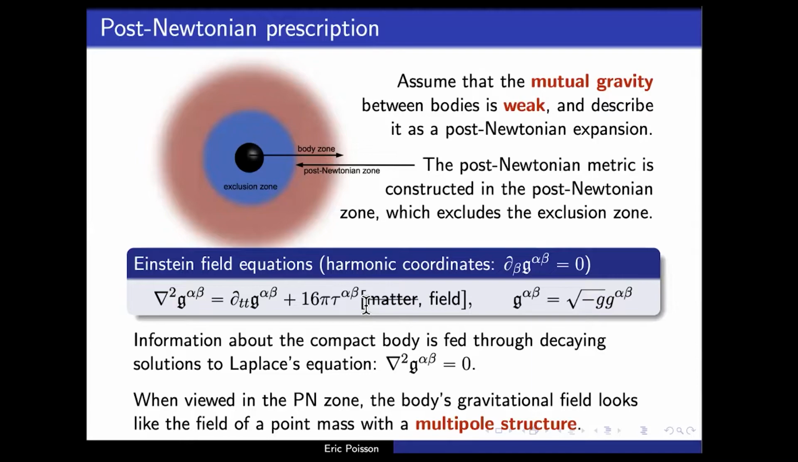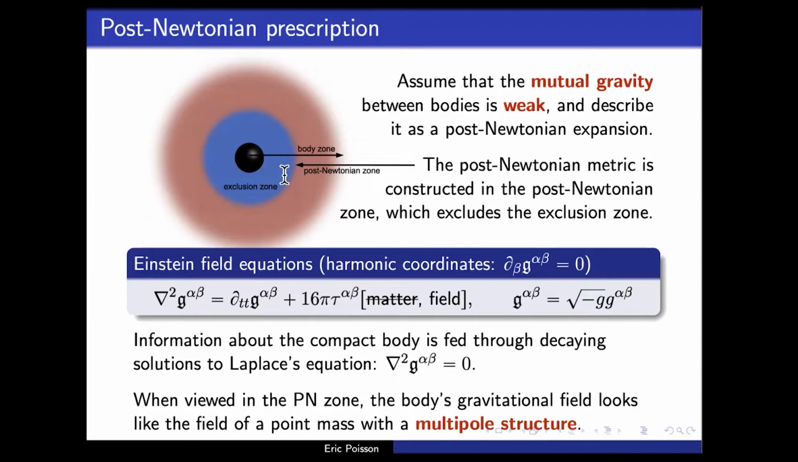Typically, you would be doing this everywhere. You would not have an exclusion zone. So what you have to do here is to truncate your domain of integration to be outside of the exclusion zone, but your solution outside the exclusion zone still has to have information that pertains to what lives inside.